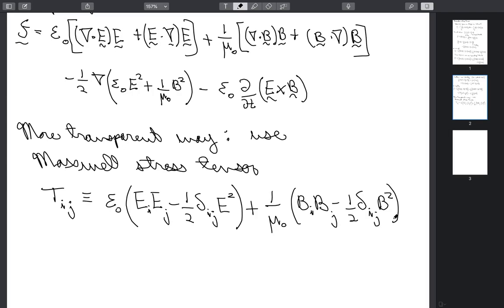So what's the idea here? If you just look at all the indices in these equations, and you identify with the object that you have here, you can rewrite that F is simply the divergence applied to this tensor, okay, minus epsilon 0 mu 0 times the time derivative of the Poynting vector. Okay?